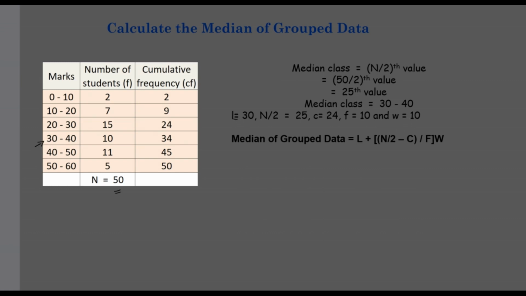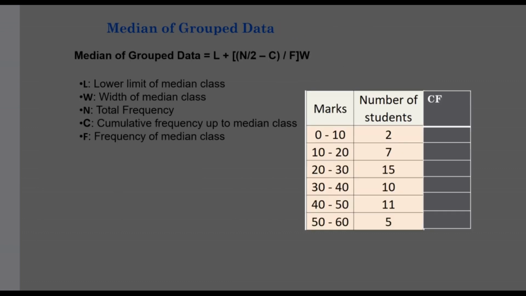Now we want to find all the values for this equation. L is the lower limit for the median class. So this is the median class. Which one is the lower limit? 30 is the lower limit for this median class. N by 2 we have already calculated, 25. C is the cumulative frequency up to the median class.